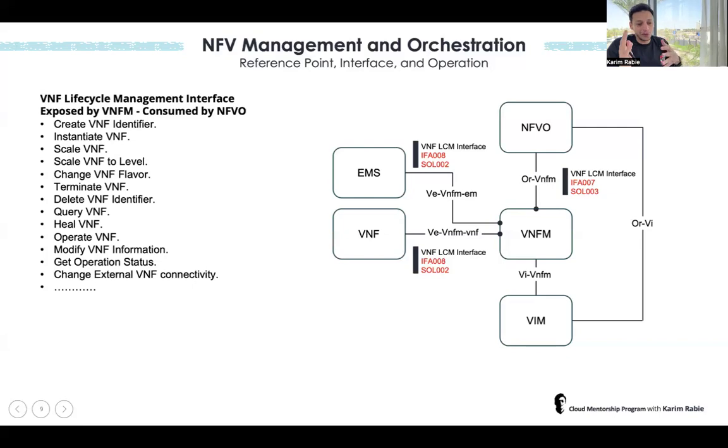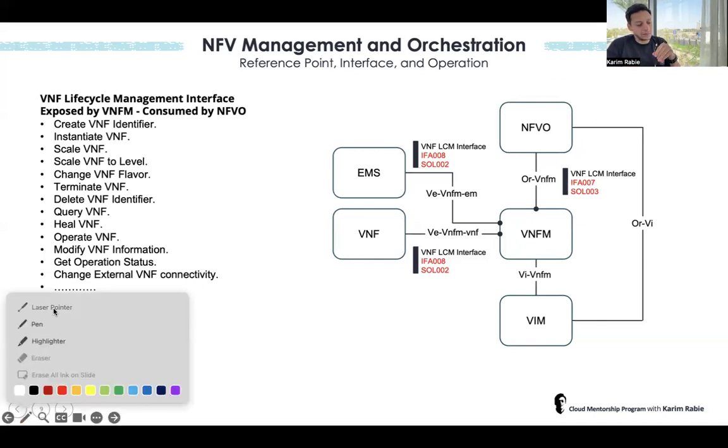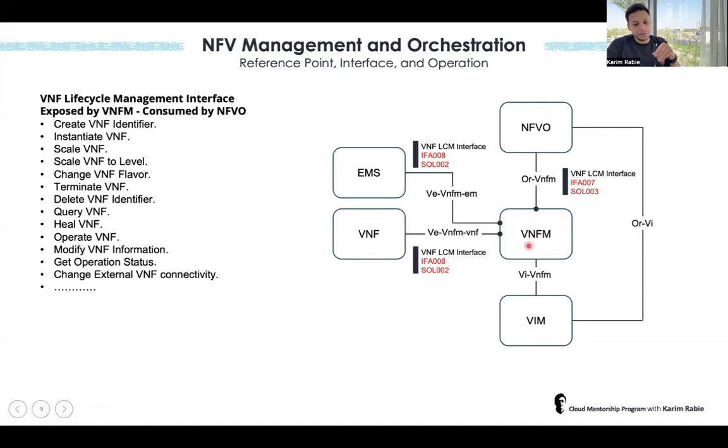How do you interpret the terms reference point, interface, and operations? So I extracted the MANO, the EMS, and the VNF out of the NFV architecture. For example, the NFVO and the VNFM have a reference point, which is Or-Vnfm. That's a reference point. It's similar to what we see in 3G, 4G, and 5G, like the Gn, the Gp, the Diameter interface, Gx, Gy. So that's a reference point.